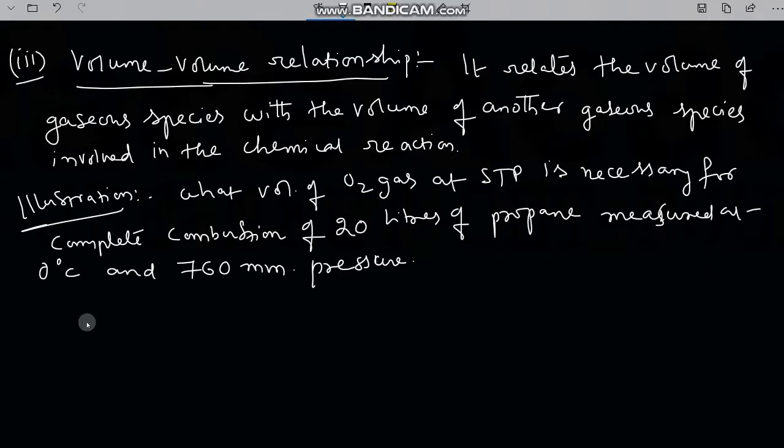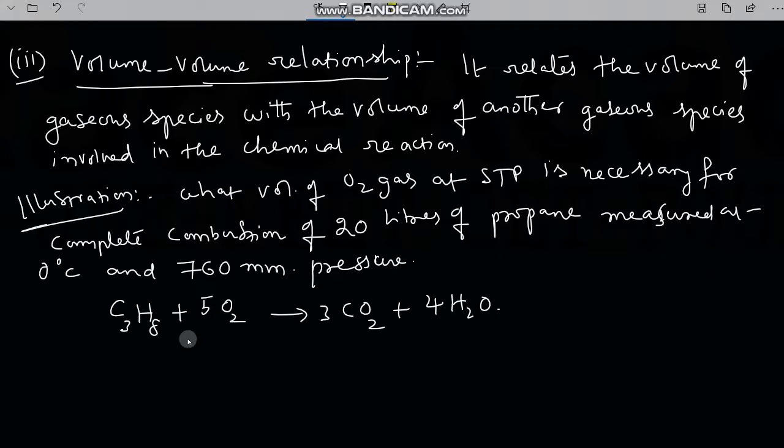Let us see the balanced equation of the propane combustion reaction. Propane is C3H8. Burning with oxygen, it gives 3 moles of carbon dioxide and 4 moles of water. So 3 twos are 6, plus 4 is 10, and 10 means 5 moles of oxygen. So this is the balanced equation.